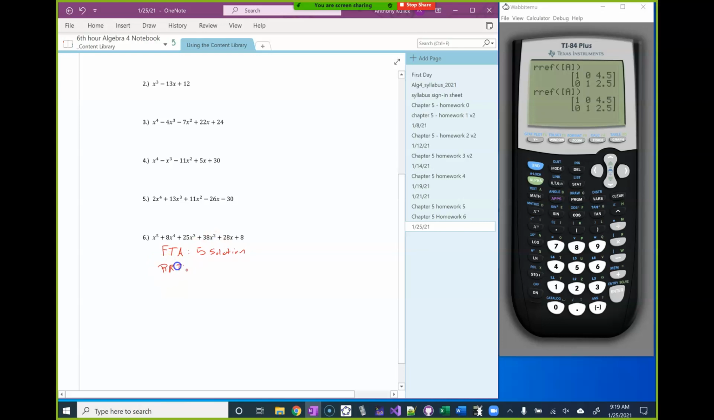The possible rational solutions are what I get from the rational roots theorem. So the factors of 8 divided by the factors of 1. Can you stop talking, please? That's going to be 1, 2, 4, and 8. And then we're going to go ahead and look at the graph.